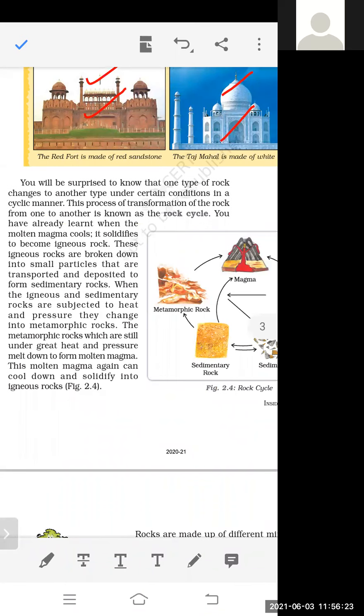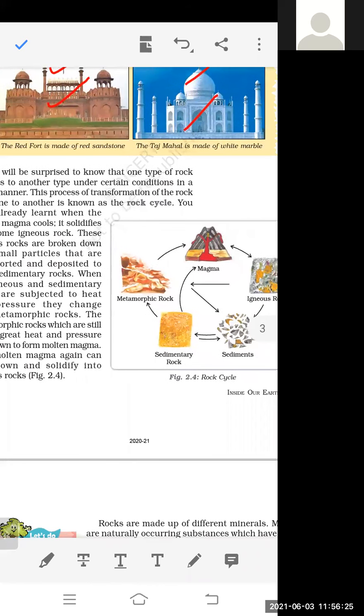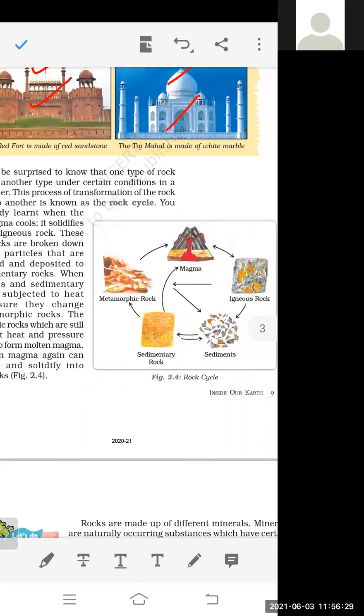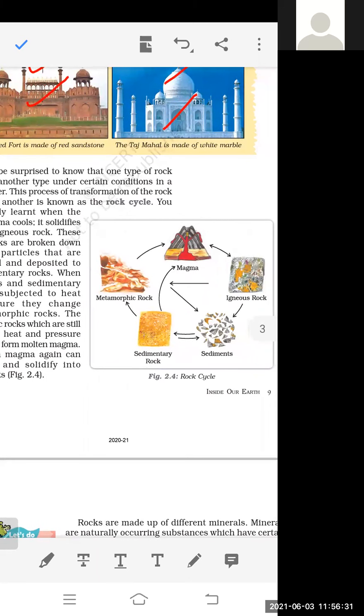Now, what happens? Even if the rocks are formed, there will not be a permanent rocky structure over the surface of the earth. It is not like that, because it is in the form of a cycle. Whatever thing takes birth, it begins to decay. Look, whatever takes birth also has an end.